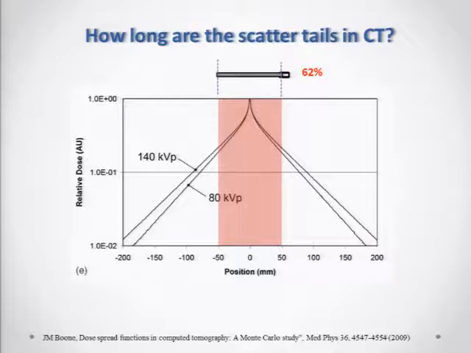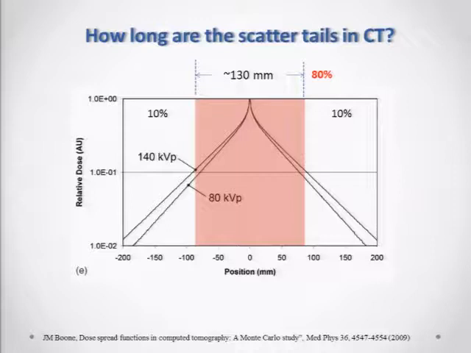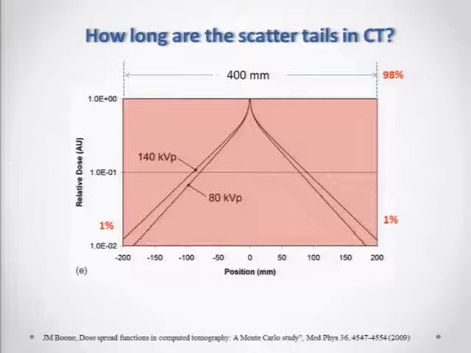So I did some research, and I'll just point out these curves. This is an exponential, and this is linear, so semi-log paper. And so this is essentially the line spread function, if you will, for 140 kV or 80 kV. And this is if you had a delta function or a very narrow collimated CT scan, and we're only measuring the dose with a 100 millimeter pencil chamber. Based upon this data, when we integrate only this part of the tails, you're measuring 62%, is what that research has shown. If you increase this to 130 millimeters, you're getting 80%. If you go to 400 millimeters, 40 centimeters, now you're measuring on the order of 98%, with 1% of the dose lost on either side of the scan.